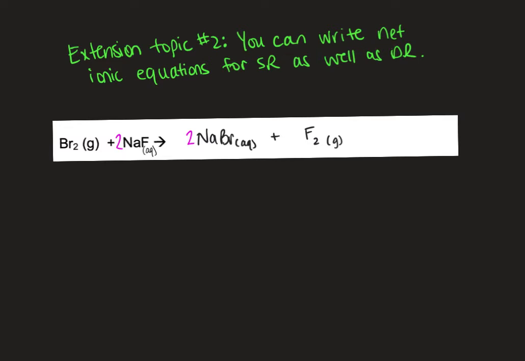So you can write net ionic equations for a single replacement as well as double replacement, even though we've only talked about double replacement in class. Just like we know, anything that's ionic in aq is going to split apart into ions. And then we dealt with precipitates, but now we have to extend that to gases and liquids. So if it's a solid or liquid or a gas, we're going to keep it together. So in this case, we're going to have Br2 gas. We're going to split apart the Na plus and the F minus and carry the coefficient down.